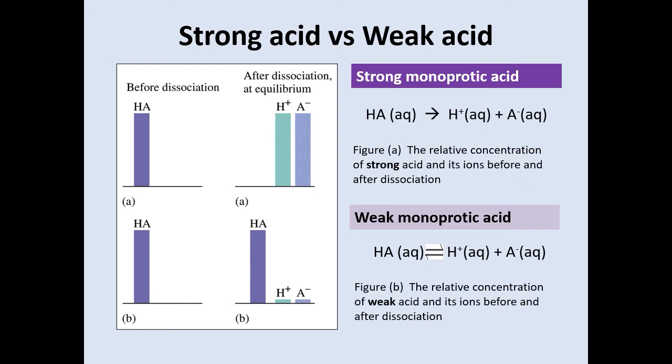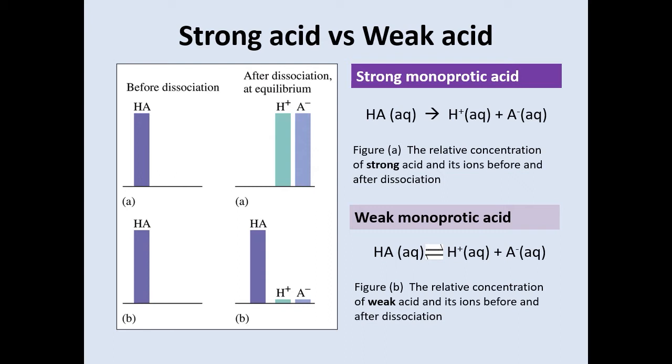Here, strong monoprotic acids are those acids that dissociate fully or completely, and monoprotic means that the compound or acid can donate only one proton. For example, nitric acid and HCl are all strong monoprotic acids because they can donate only one hydrogen.